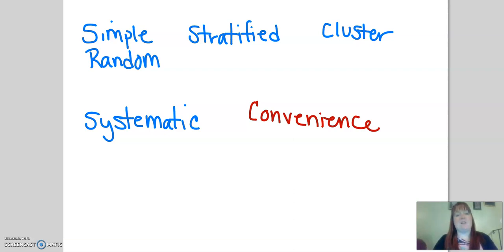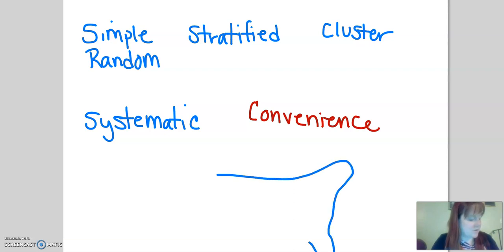The last type is a cluster sample, and a cluster sample is I just cluster people into groups and then I pick the entire cluster. So an example of this would be in our country. I really can't draw the country, so let's just pretend that that is our country.